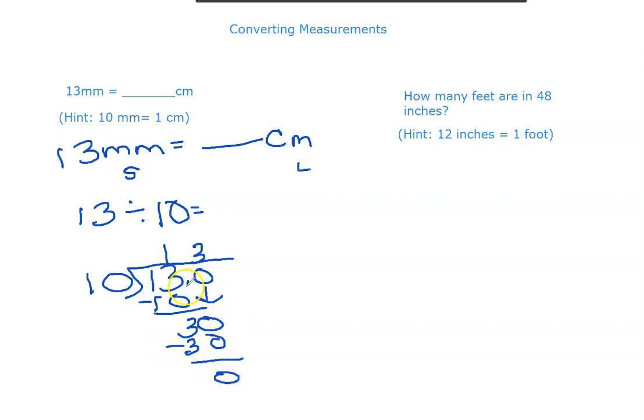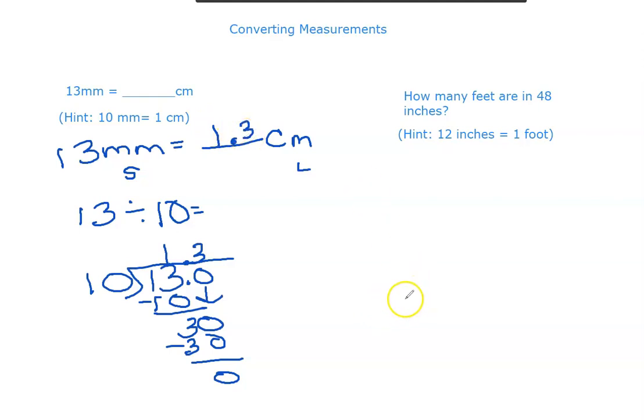I need to consider this decimal point that I have in my number. In this situation, I bring the decimal point straight up and put it into my quotient. So I know that 13 millimeters is equal to 1.3 centimeters.